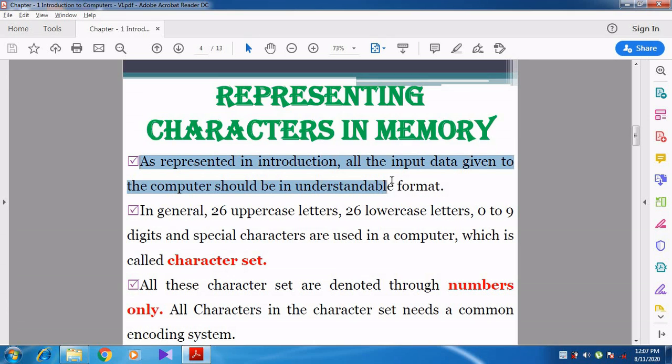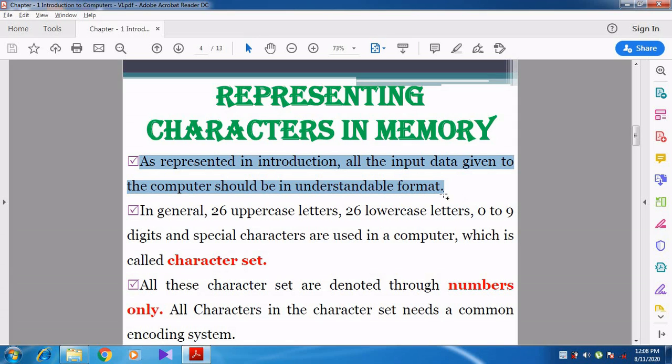As represented in the introduction, all the input data given to the computer should be in an understandable format. Actually, whatever the input we are giving, all the input should be understandable by the computer. The computer understands the machine language. What is meant by machine language? Machine language means it can understand zeros and ones.